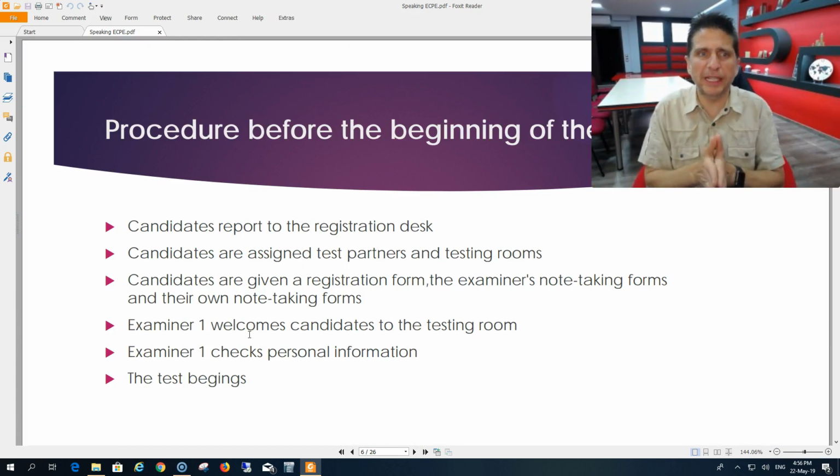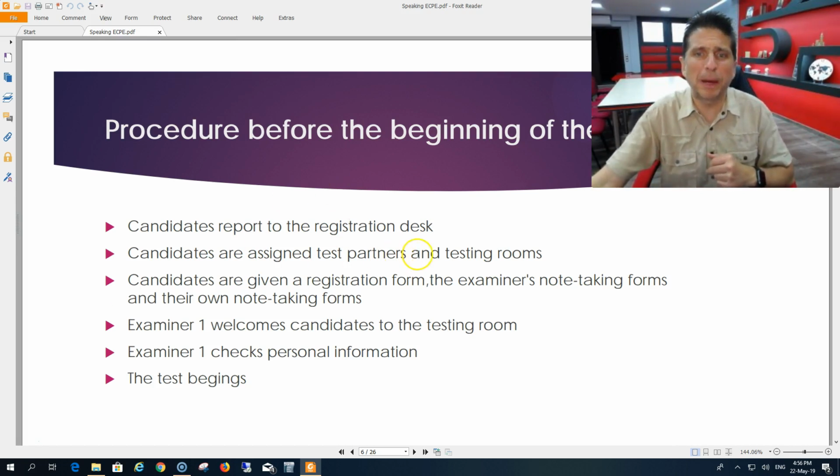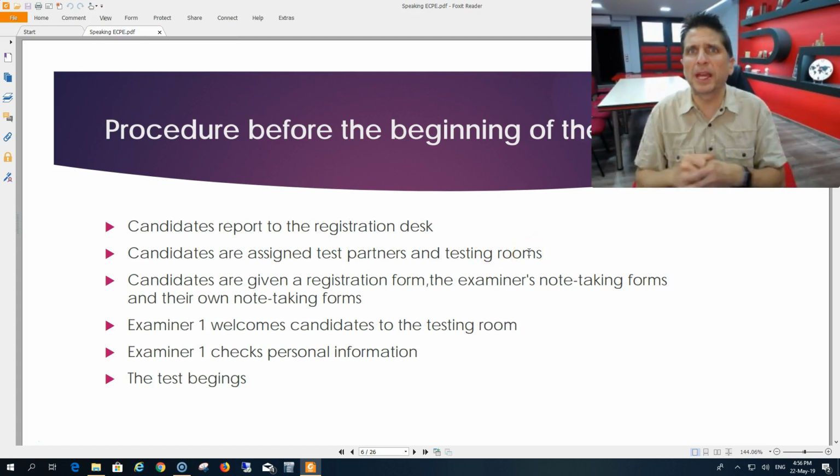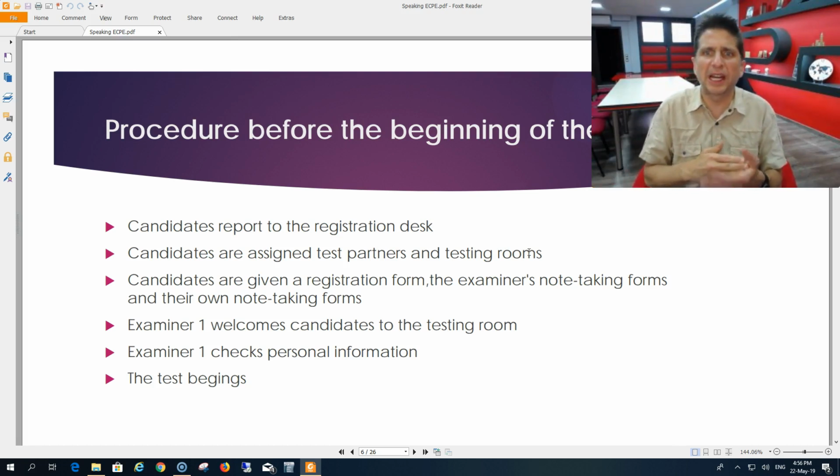Before the beginning of the test, you must report to the registration desk, and then you are assigned test partners and testing rooms. Pay attention, don't worry. If you come from a language school, from a frontisterio, you will have your partner, the person that you will be practicing with throughout the year. It is not necessary to find a new partner over there.